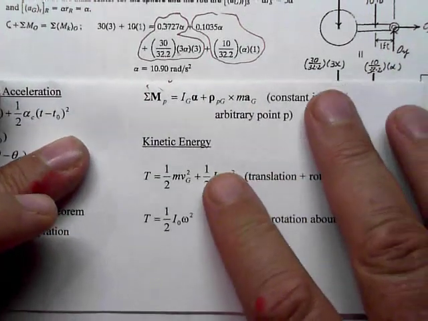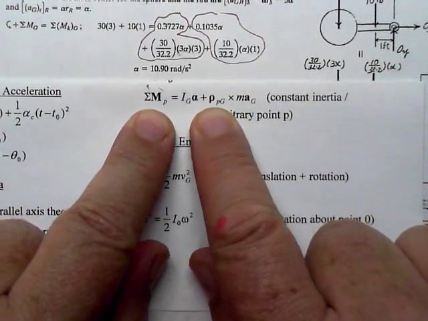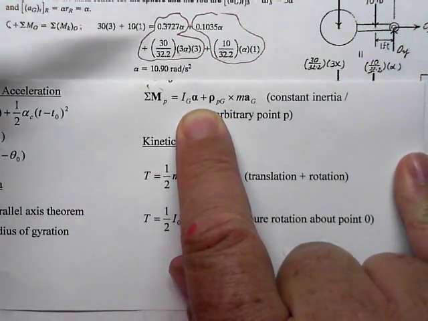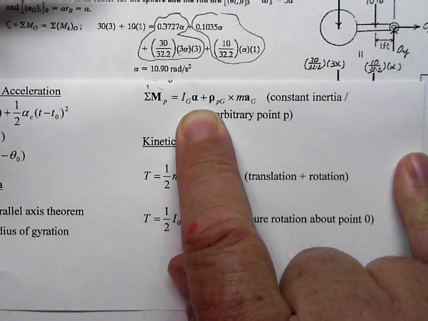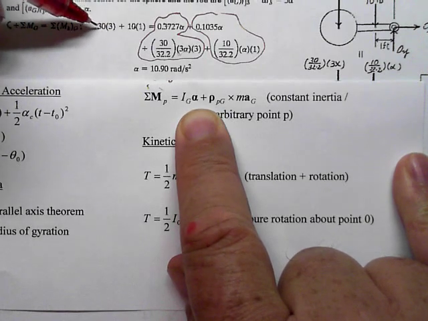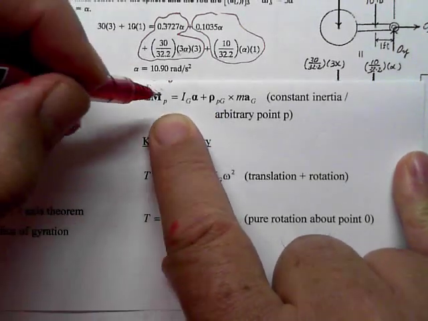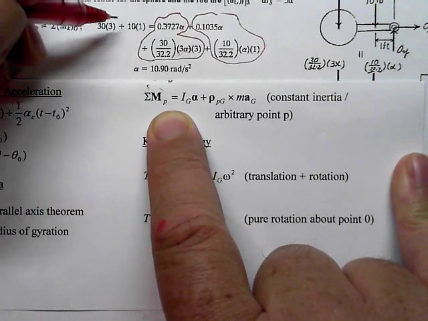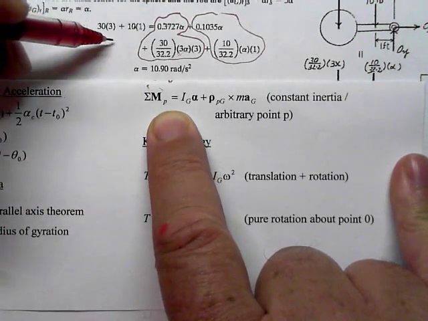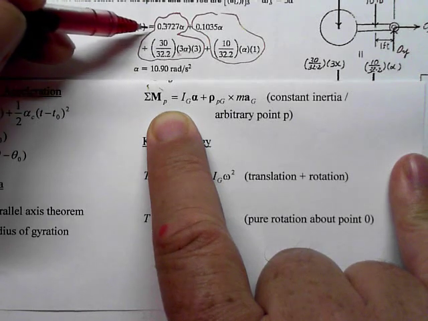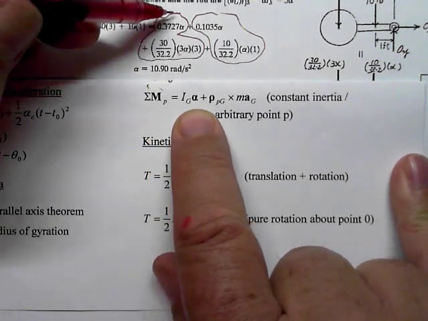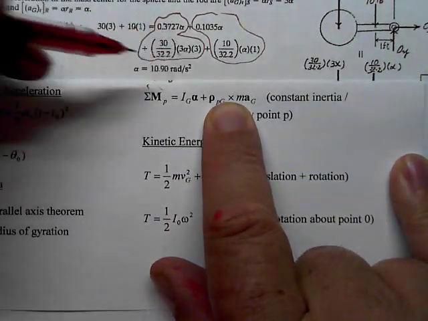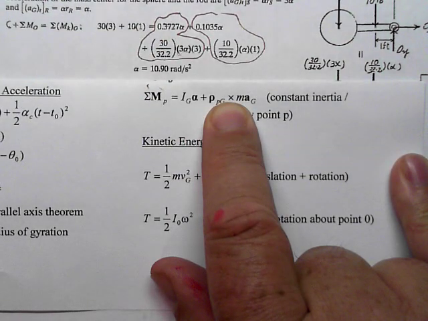But what would we have if we wrote this equation for the sphere all by itself? We would have the moment of the sphere, 30 times 3, about point O. In this case, P refers to point O in our picture. We would have this one term is equal to this term right here plus that term right there, and that would be a true equation.